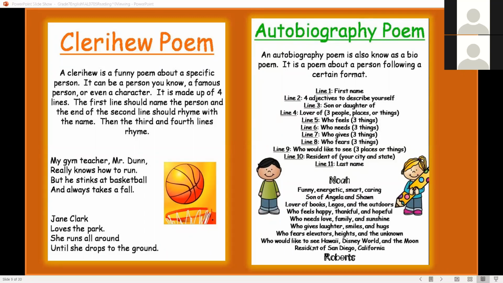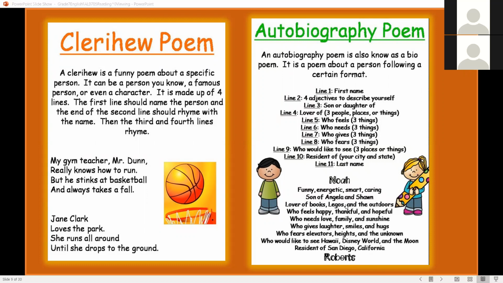What would they like to see? Who would like to see Hawaii, Disney World, and the moon? Where do they live? Resident of San Diego, California. And then their surname, Roberts. So now we know the poem is about Noah Roberts.